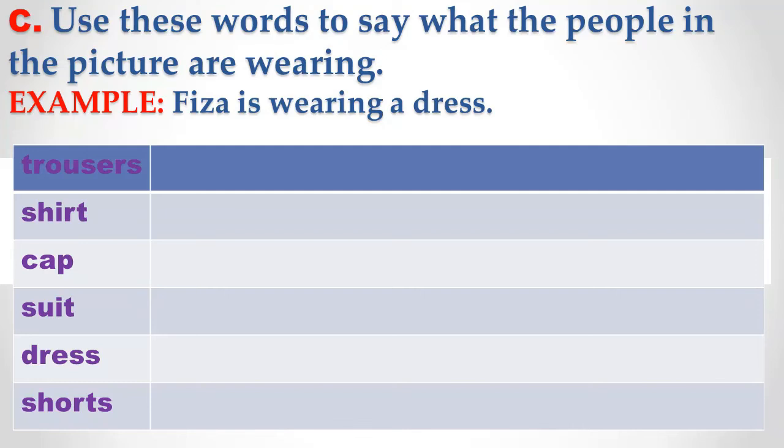The next one is dress. Who is wearing a dress? Yes, Fiza is wearing a dress. And we have already been given the example: Fiza is wearing a dress. And the last one is shorts. Who is wearing shorts in this picture? Tell me. Yes, Ali is wearing shorts. Good.